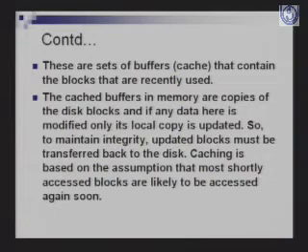The cached buffers in memory are copies of the disk blocks, and if any data here is modified, only its local copy is updated. So to maintain integrity, updated blocks must be transferred back to the disk. Caching is based on the assumption that most shortly accessed blocks are likely to be accessed again soon. Whenever we talk about frequently used information and the accessing mechanism, the information may be accessed for viewing purposes or for updating purposes also.